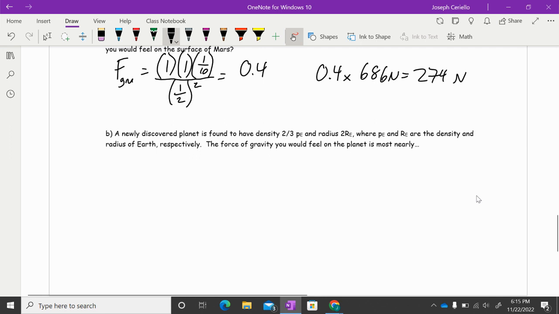So we have a newly discovered planet now, and now we're looking at the planet's density. So there's one more step involved here. The planet's density is 2/3 the density of Earth. That little p is a rho. It's supposed to be a rho for density. So it's 2/3 the density of Earth, so it's less dense, but it's bigger. Its radius is bigger. Okay? So we want to find the force of gravity you would feel on that new planet. So we'll call this planet, I don't know, just Fg prime.